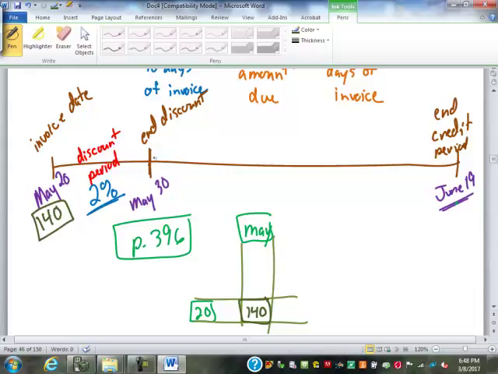To get the end of my discount period, I would just add 10 to that. So that would be day 150. To get to the end of my credit period, remember, I always go back to the invoice date. So 140 plus 30, this would be day 170 here. So back to that page 396, I find day 150. Day 150 corresponds to May 30th, which is what we have. I find day 170, which corresponds to June 19th. So that chart will help you count the days.